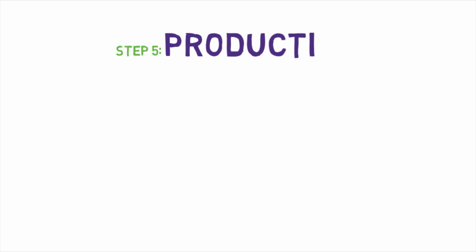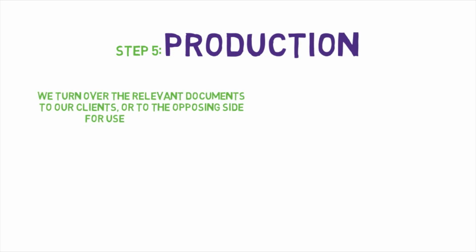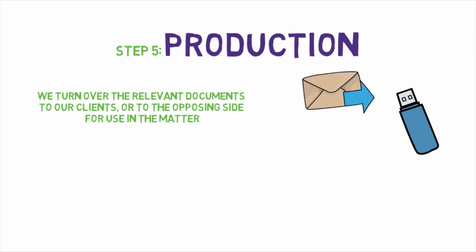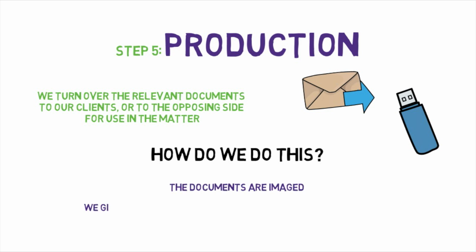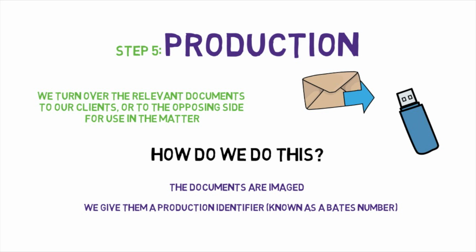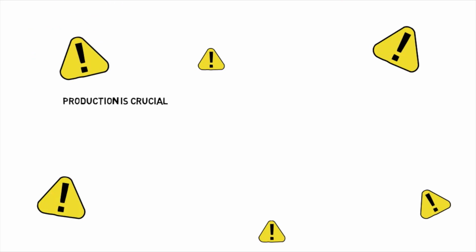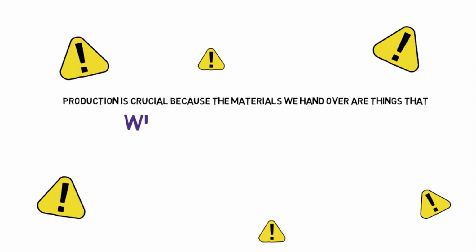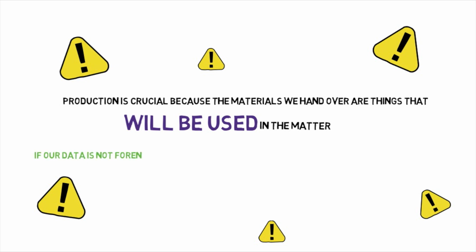Step 5 is production, where we turn over the relevant documents to our clients or to the opposing side for use in the case. How do we do this? First, the documents are imaged, and then we give them a production identifier known as a Bates number, as well as relevant metadata and text. Production is crucial because the materials we hand over are things that will be used in the case. If our data is not forensically sound and defensible, it will not hold up in a court of law.